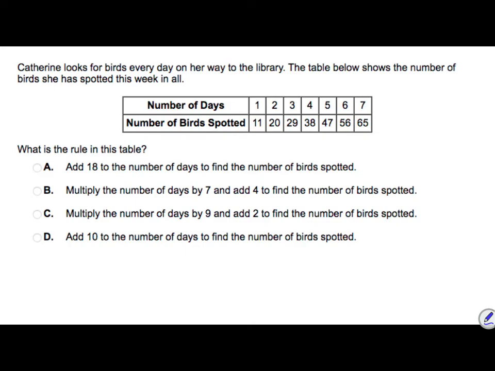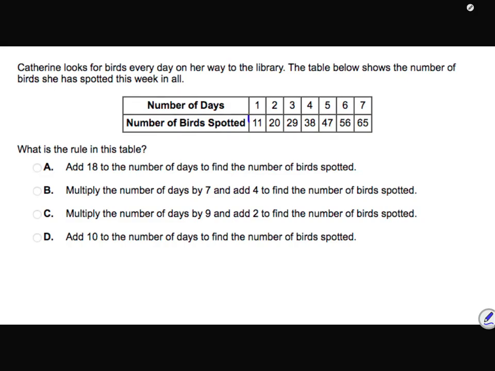So again, you have 2 options here. You can just try to figure out the rule, like if I go 1 to 11, 2 to 20, I can try to figure it out. Or I already have 4 possible things, I can narrow it down. So this, like A says add 18 to the number of days to find birds. Well, is 1 plus 18, 11, and is 2 plus 18, 20, that one works, is 3 plus 18, 9, no. So it's worked for like 1, but it's not really working for the others.